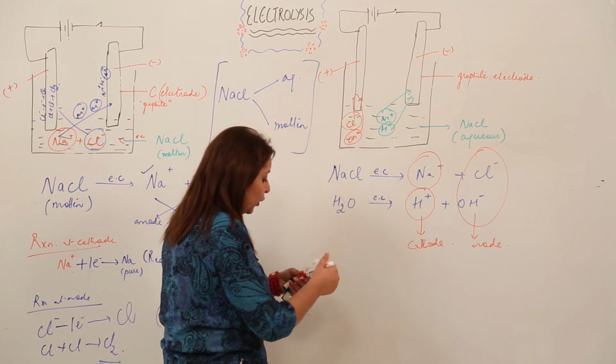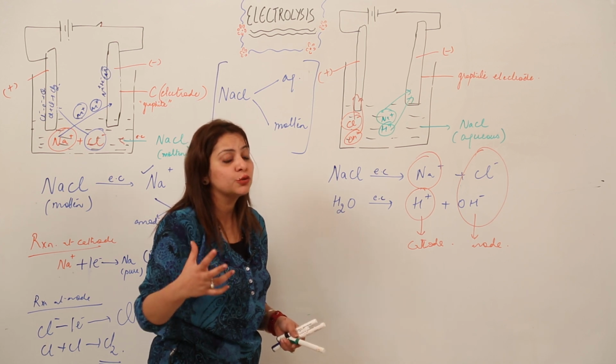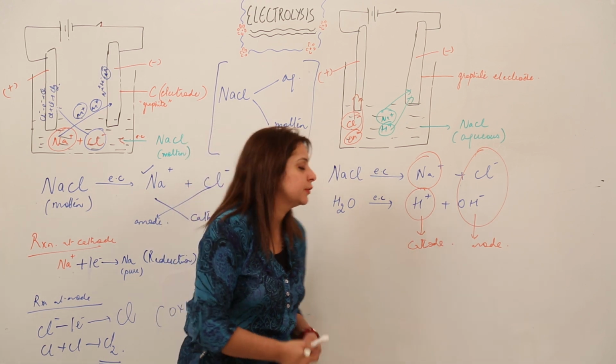So as I have told you, on the cathode, let us see which one has the lower reduction potential and is going to show reduction, and on the other electrode, which one has the lower reduction potential and is going to show the oxidation.